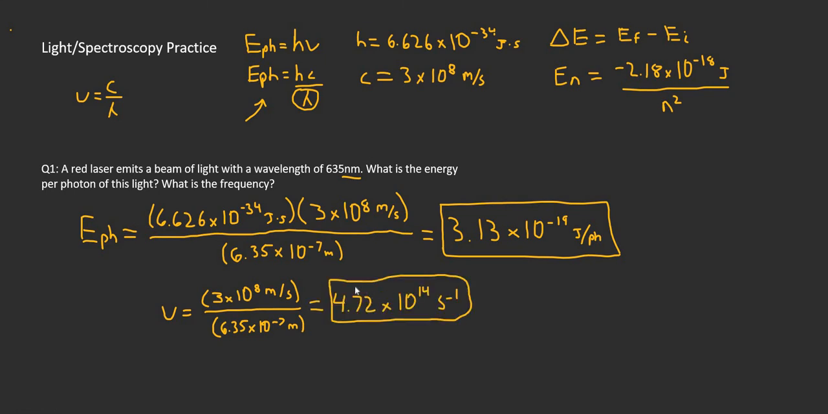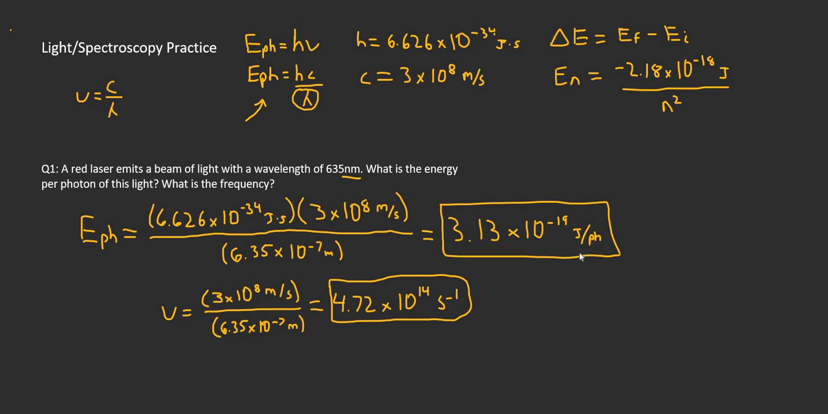So here you go. This should be your answer here: 4.72 times 10 to the 14th reciprocal seconds. And what I'm going to emphasize is the units. So reciprocal seconds here and joules per photon up here.